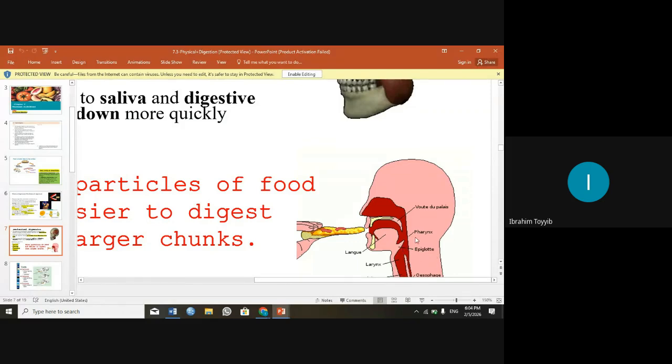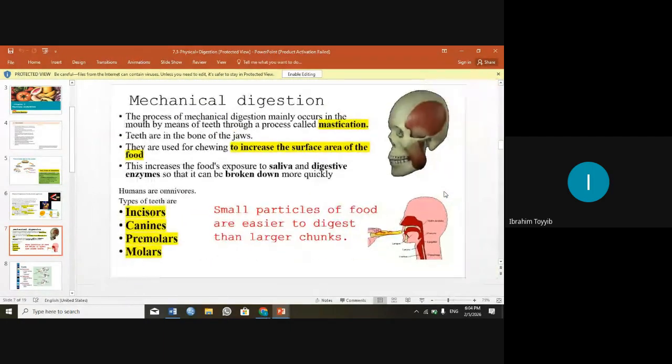Food will not enter this place, because if it enters here, this is the windpipe, the trachea. But this is the esophagus that is at the back. So you can see that the esophagus is at the back, but the trachea is at the front here.